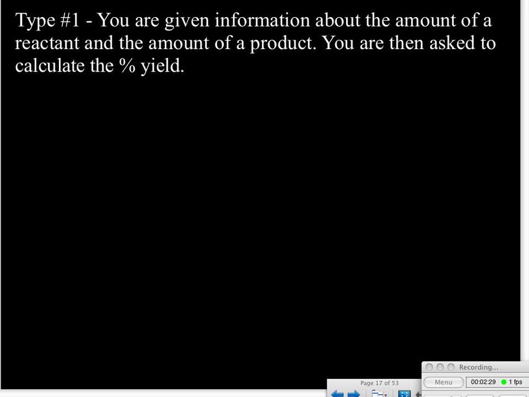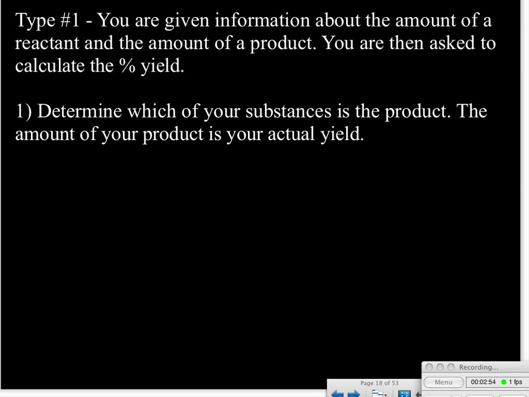The first type, you're given the amount of a reactant and the amount of a product, and you're asked to calculate the percent yield. Well, the first thing you should do with this type of problem is figure out, of the grams that you're given in the problem, which of those numbers goes along with a reactant and which one goes along with a product. Because the amount that goes along with your product, that is your actual yield. That's what this reaction is actually producing.